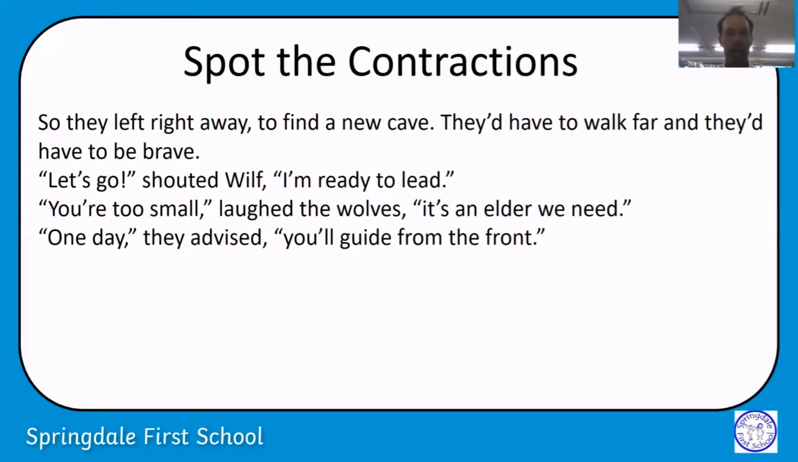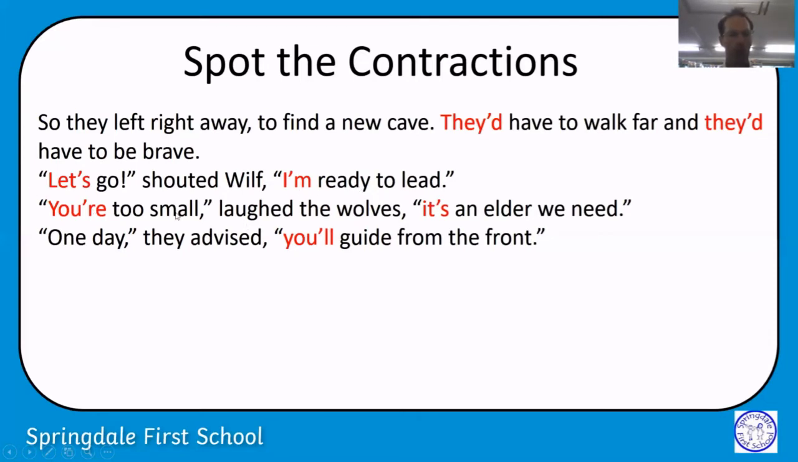Excellent work. Welcome back. How did you go? Did you find them all? There we go. So we can see, because there's that apostrophe there, it's been a contraction. An apostrophe there for contraction. So they'd have to walk far. They would have to walk far. And they'd have to be brave. They would have to be brave. "Let's go." "Let us go," shouted Wilf. "I am ready to lead."